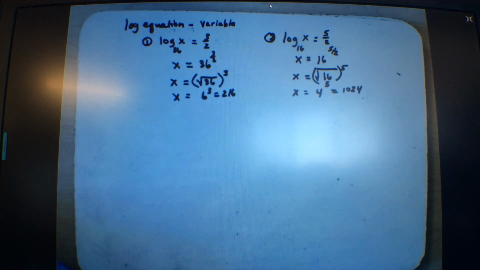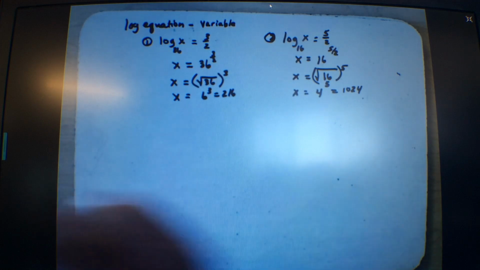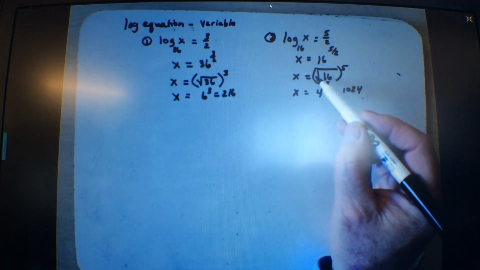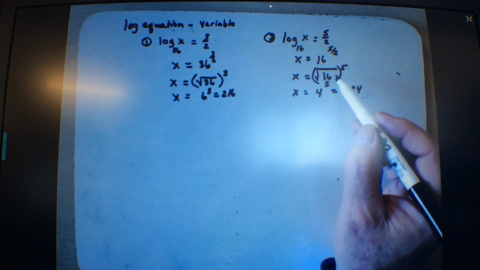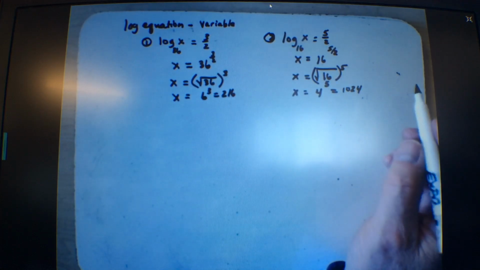Will the base always be 2? No. So if it's 3, this will be the cube root. And this number usually has a perfect cube root, like the cube root of 8.